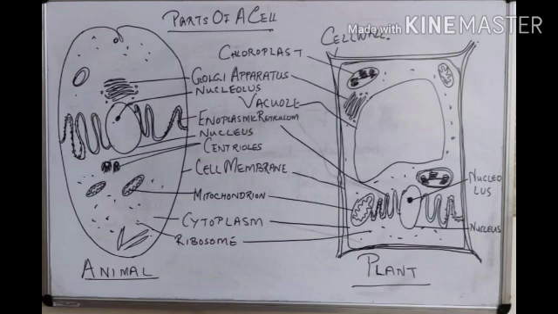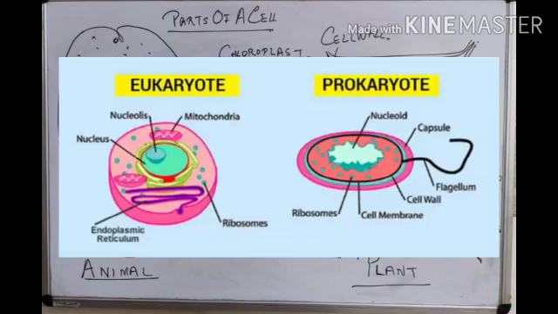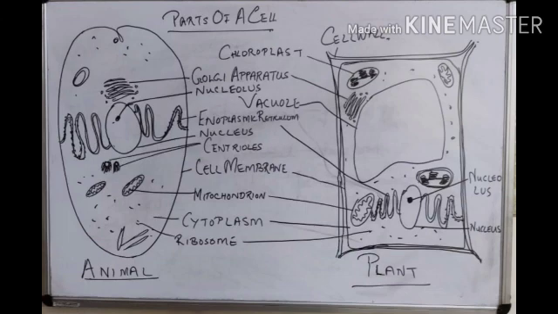Almost all cells have three main structures: the cell membrane, the cytoplasm, and the nucleus. Those cells which have a nucleus are called eukaryotic, while those which lack a nucleus are called prokaryotic.